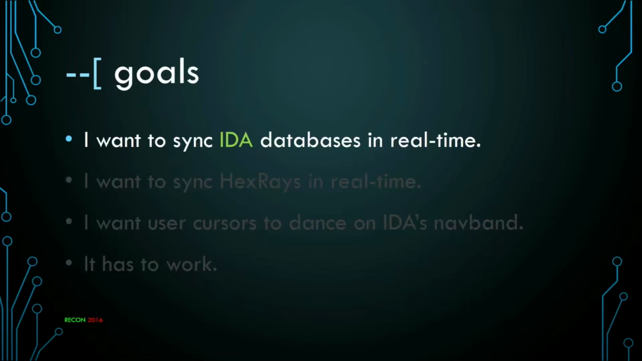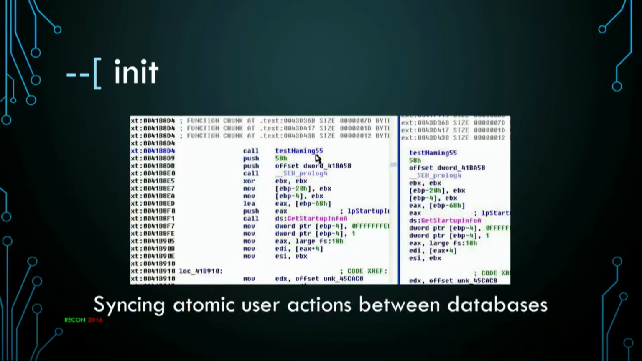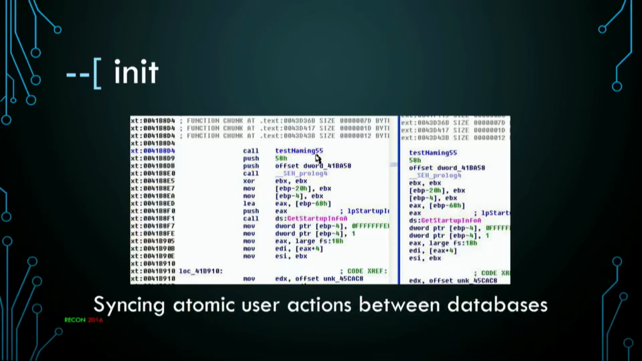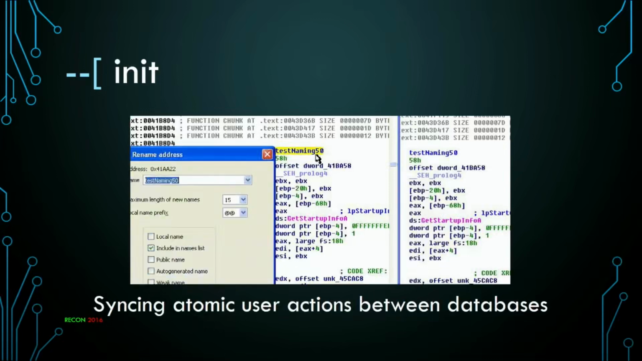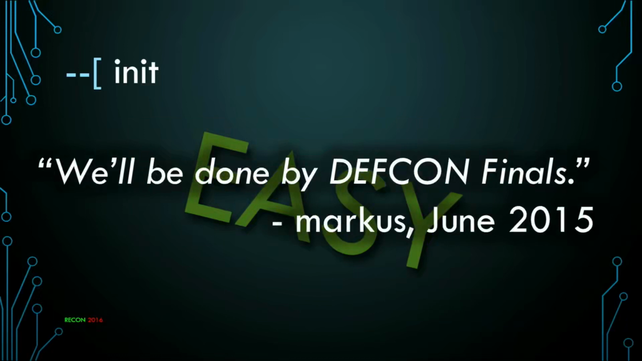So we started out, we took the first goal. This is June last year, and this is a little GIF of it. You can see, very quick demo, but it worked then. Yep. It was just a very simple demo, a proof of concept. We sat down, and in a couple hours, we're like, oh man, this is syncing atomic user actions between databases. We're just renaming a function call here, and we're like, wow, that's so easy. We'll be done by DEF CON finals, I said. That was June 2015, and we are still working on this.